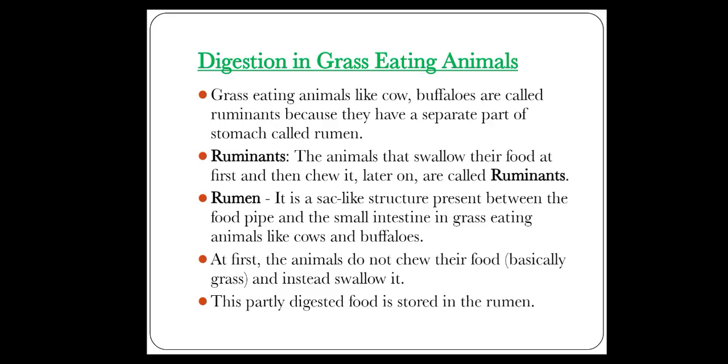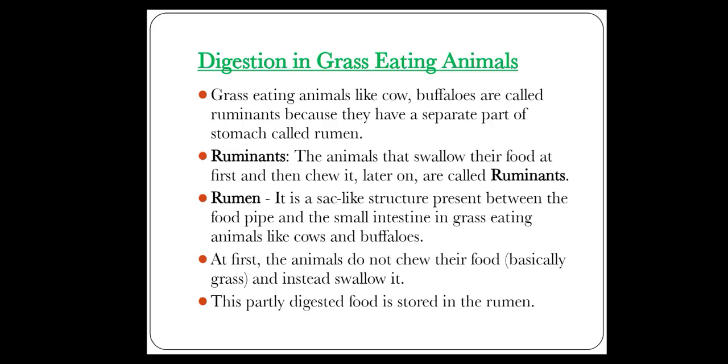Now these grass eating animals are called ruminants. Why are they called ruminants? Because their stomach has a separate part which is called the rumen. So these are known as ruminants.